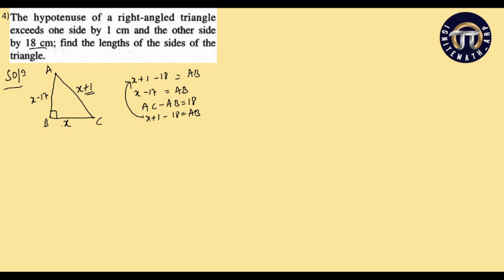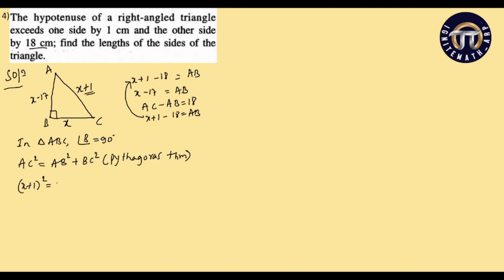Now what I do? I'll apply the Pythagoras theorem. In triangle ABC, angle B is equal to 90 degrees. So therefore, I can write AC square is equal to AB square plus BC square. This is by Pythagoras theorem. Now I'll substitute. AC is x plus 1 the whole square is equal to AB, which is x minus 17 the whole square, plus x the whole square.